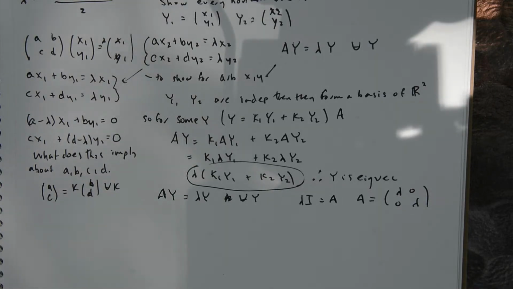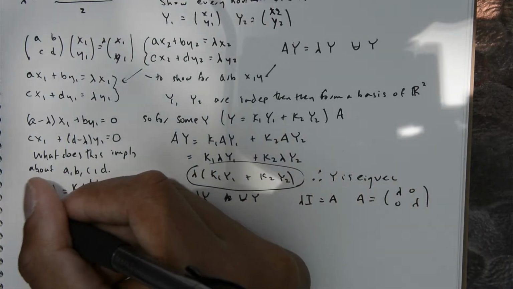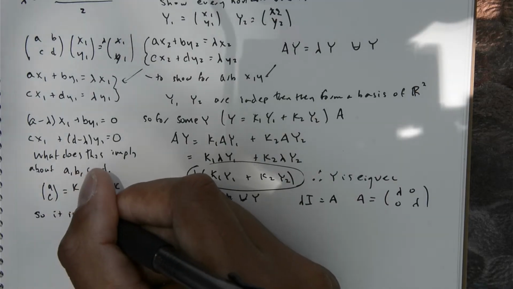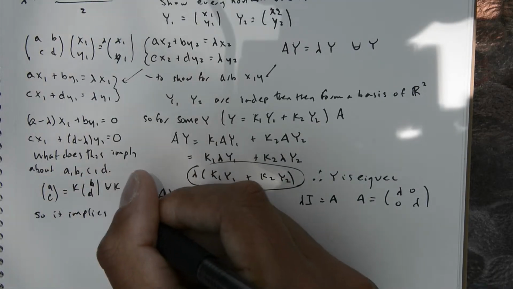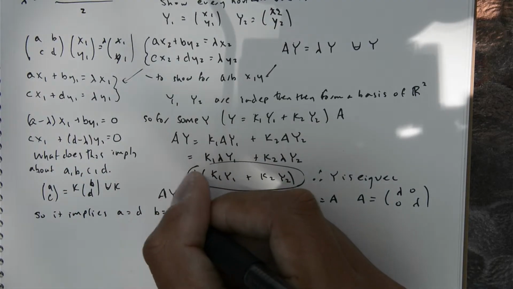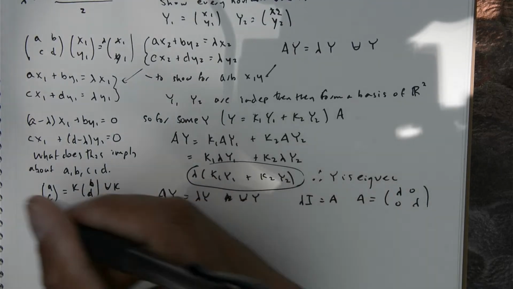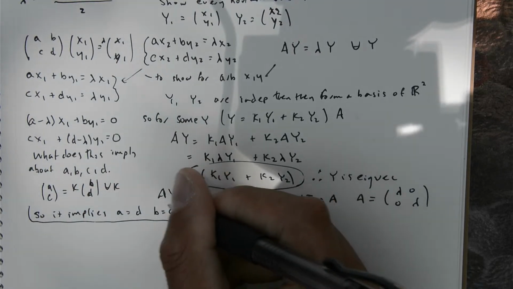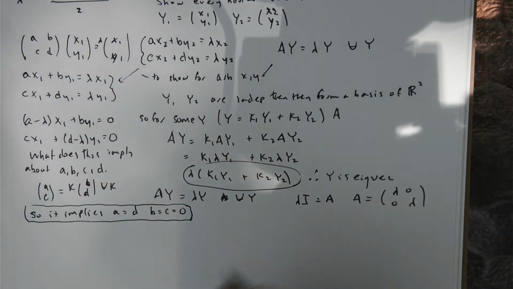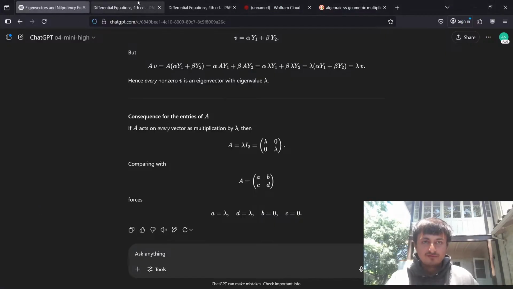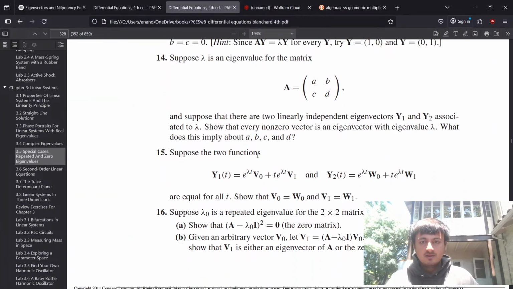All right. So it implies A equals D, B equals C equals 0. All right, that was a good problem, actually. I like those kind of proofy linear algebra ones. Okay.